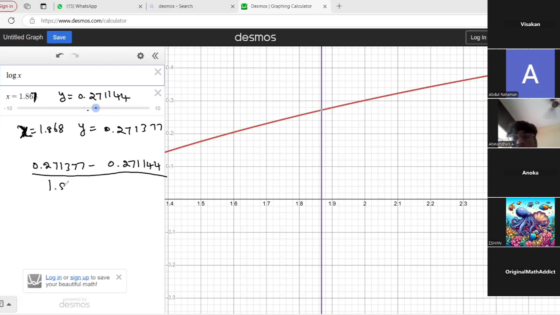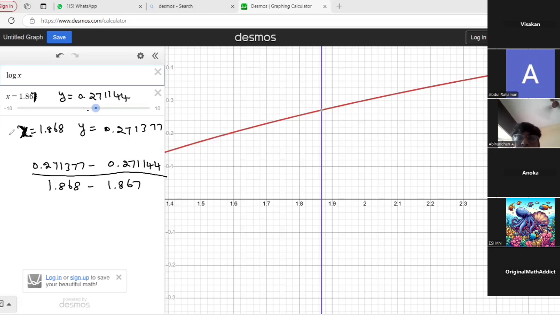Yes. And the new input is 1.868 minus the old input is 1.867. So this is what basically our idea of slope is: at very close inputs, the change in the outputs. So now I am going to calculate this, people. Let me see what happens when I calculate.